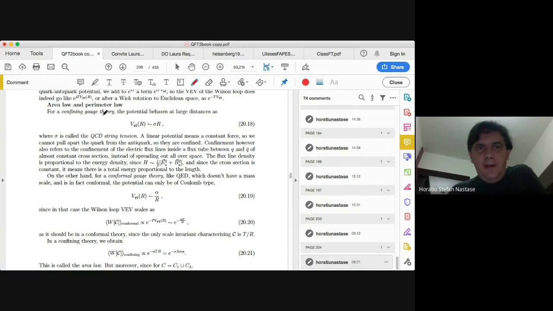If we are in a confining gauge theory, then we find that this potential V_{q q-bar}(R) is proportional to the length between them. So it's approximately equal to sigma R, where sigma is called the QCD string tension. Now, what does this mean physically? A linear potential means I have a constant force. If you put a quark and an anti-quark in this theory of glue, you cannot pull them apart. You have a constant force, so there's no way to pull them apart. No matter how far you put them, there's always the same force between them. Another way to say it is that they are confined to be together.